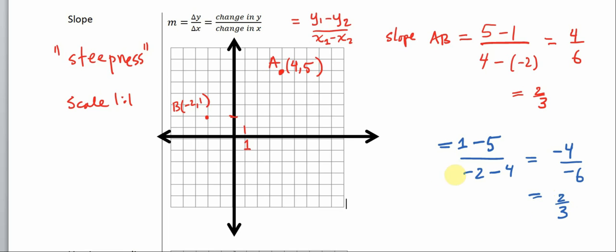So that is a very basic idea here. Hopefully this is a little bit of review if you've taken Algebra 1 before, and if not, maybe this is a gentle introduction to the concept of slope.